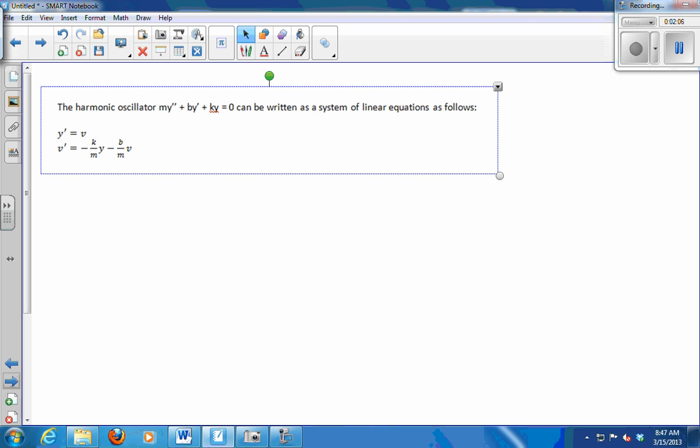So the harmonic oscillator, we've talked about several different classes now, can be written as a system of linear differential equations. So my coefficient on v is a 1, and my coefficient on y is a 0. And then my coefficients on v and y have to do with the spring constant, the mass, and the damping constant. So this is just one example of a system of linear equations. And we have solved this one qualitatively and otherwise.